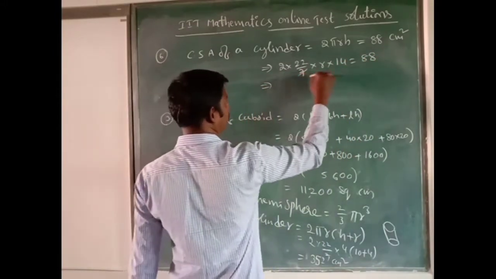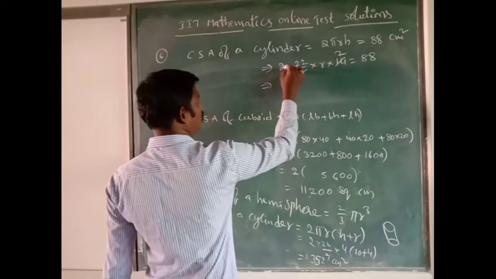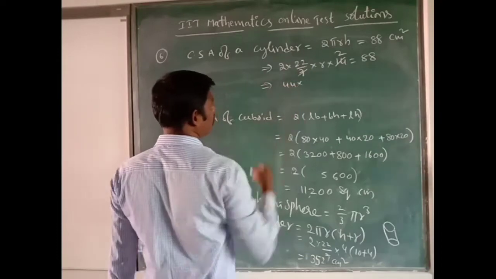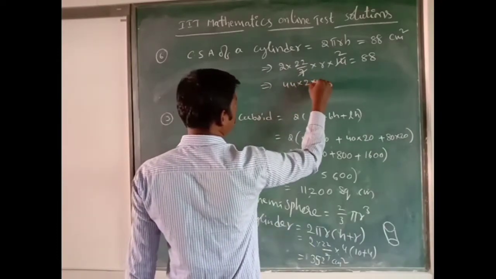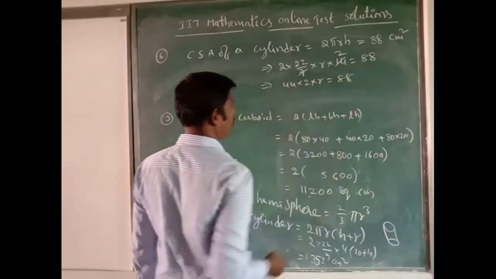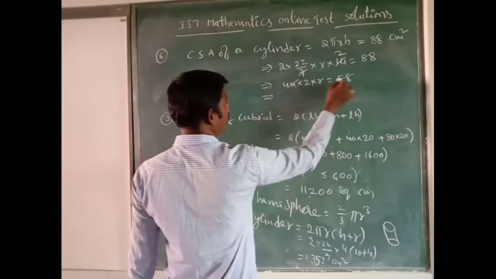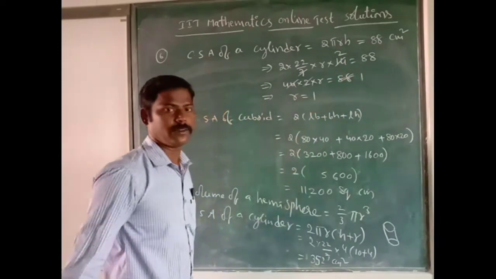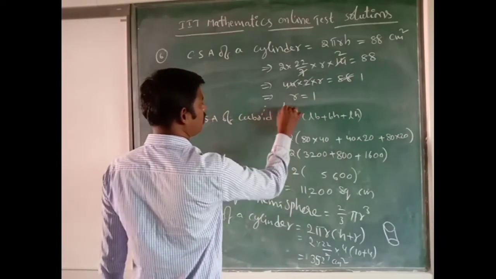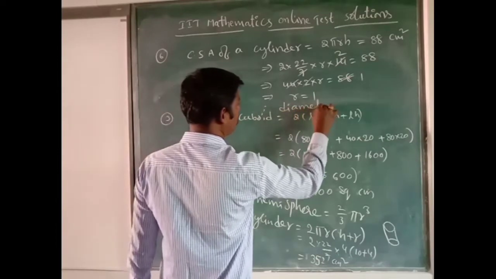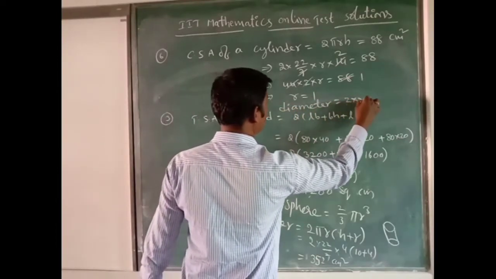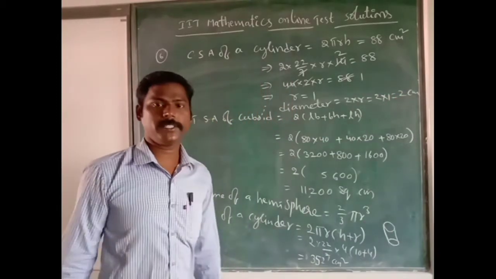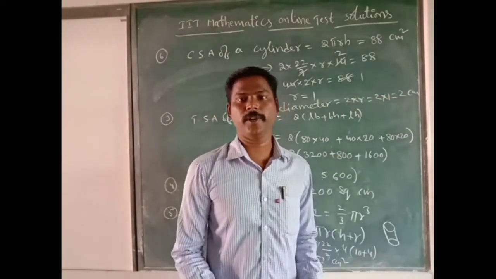Simplify. 7 1s are 7, 2s are 22, into 2 how much? 44. 44 into 2 into r is equal to 88. Now 44 1s are 44, 2s are 88. So radius is how much? 1. Hence diameter is how much, children? Diameter is equal to 2 times the radius. 2 into 1, 2 centimeters. So this is the solution for the sixth problem.